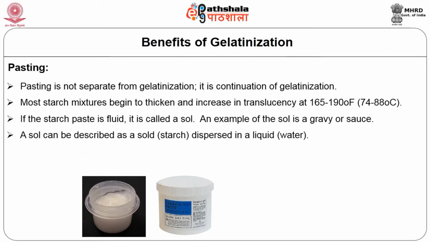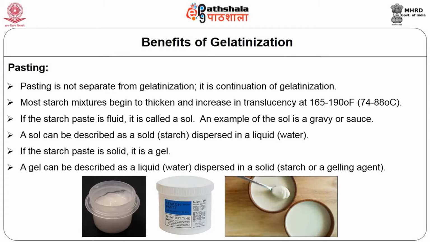So, a sol can be described as a solid, which is a starch itself, or a solid dispersed in a liquid such as water. If the starch paste is solid, it is a gel. That is right. An example of a gel is a firm pudding. A gel can be described as a liquid, that is water, dispersed in a solid such as starch or a gelling agent. This is exactly what we do when you make a jelly.